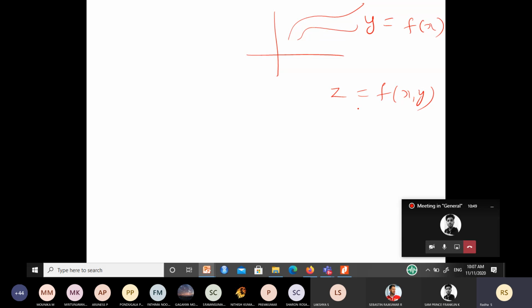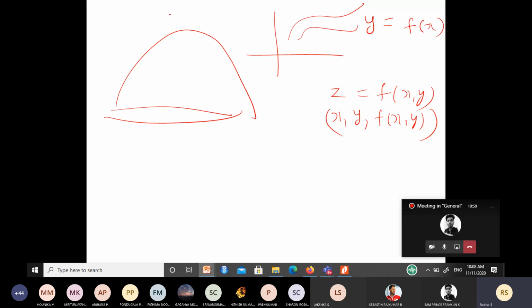What is y equal to f of x? It's a two-dimensional curve, some curve you have. What is z equal to f of x comma y? It is a three-dimensional curve, because x is there, y is there, and z is nothing but f of x comma y. So you have some three-dimensional curve like this. This is z equal to f of x comma y.